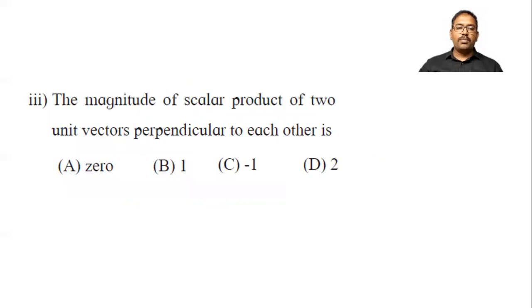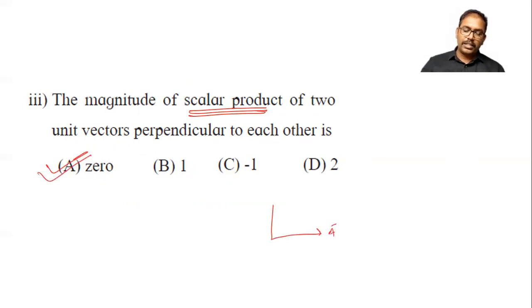The magnitude of the scalar product of two unit vectors perpendicular to each other. So the scalar product of two vectors, if they are mutually perpendicular, is coming zero. Let me explain here. This is A bar, this is B bar. If the angle is 90 degree, then we can write A bar dot B bar is equal to AB cos 90 degree. Cos 90 is 0, so A bar dot B bar is 0. So 0 is the right answer.